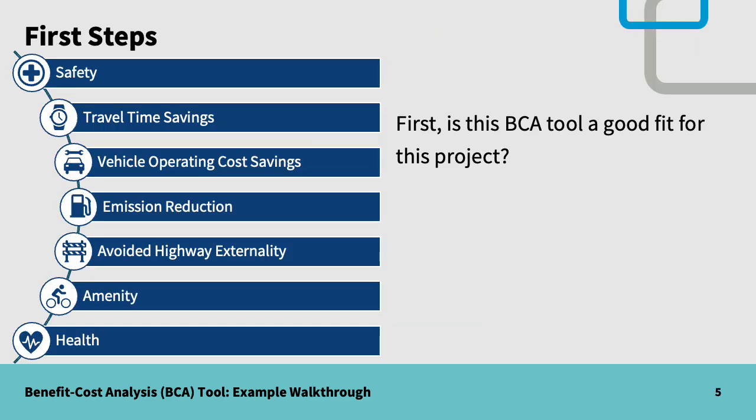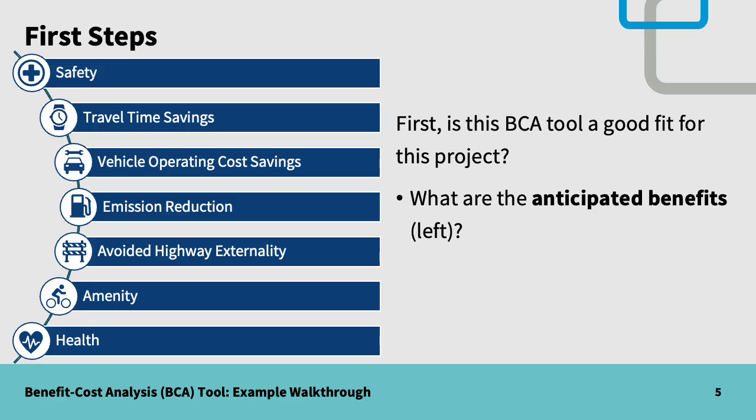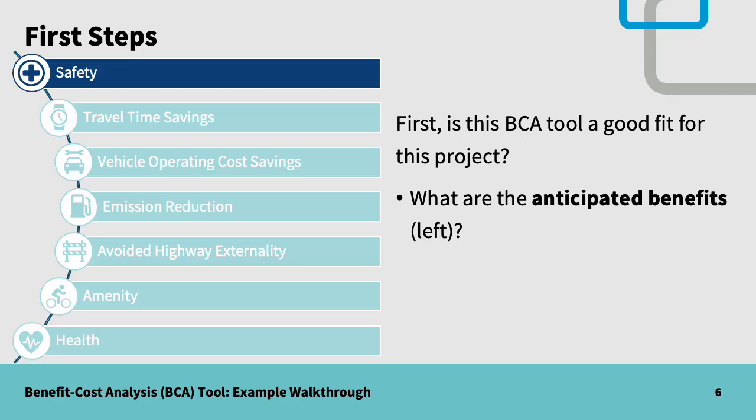At first glance, these active transportation projects look like a great fit for our BCA tool. Let's first think through a few things. What are the anticipated benefits? Do they align with the BCA tool's benefit categories seen on the left? Safety? Yes, we have a demonstrated history of crashes, and the RRFB should reduce these. We also expect safety benefits from the path, but we don't really have recent crash data available, so we'll address this using the amenity benefits calculations.